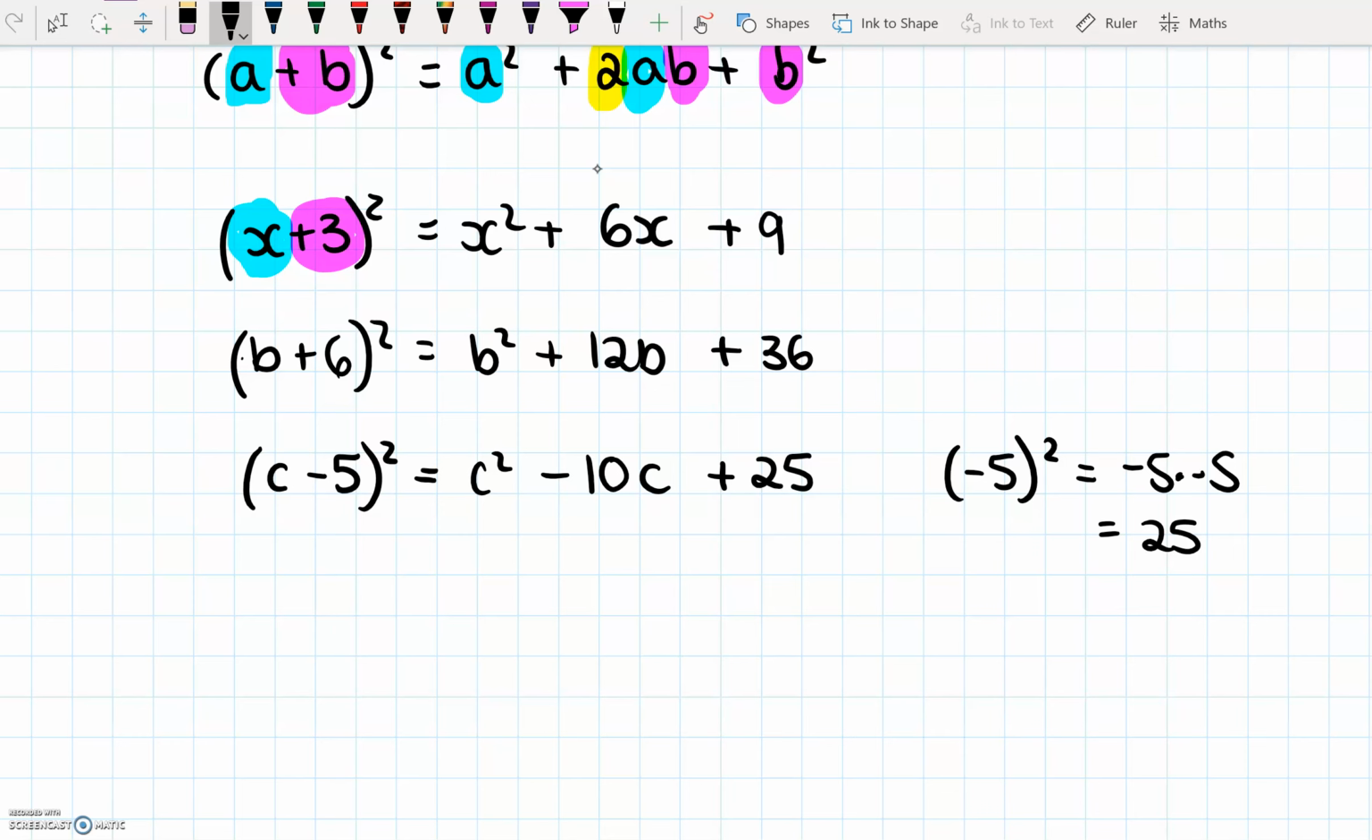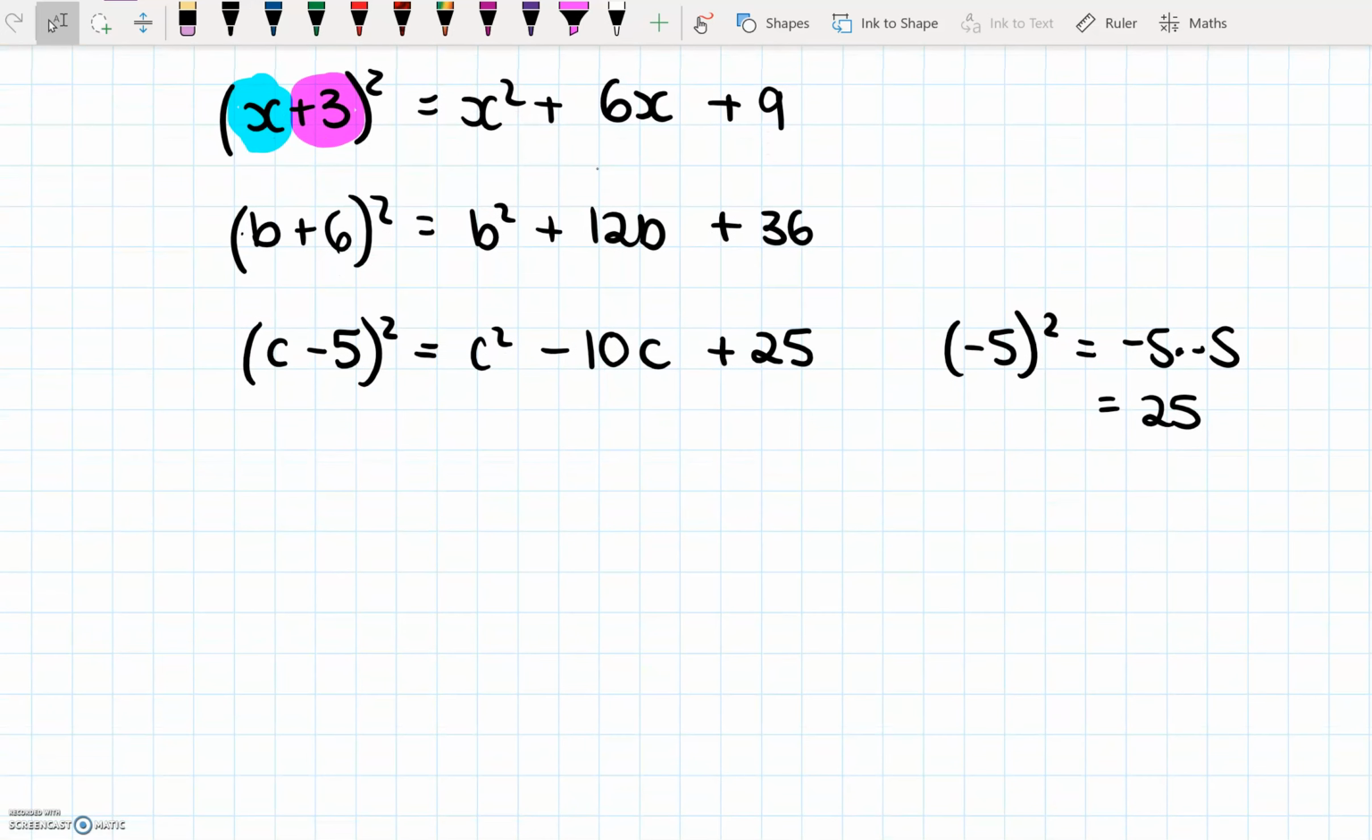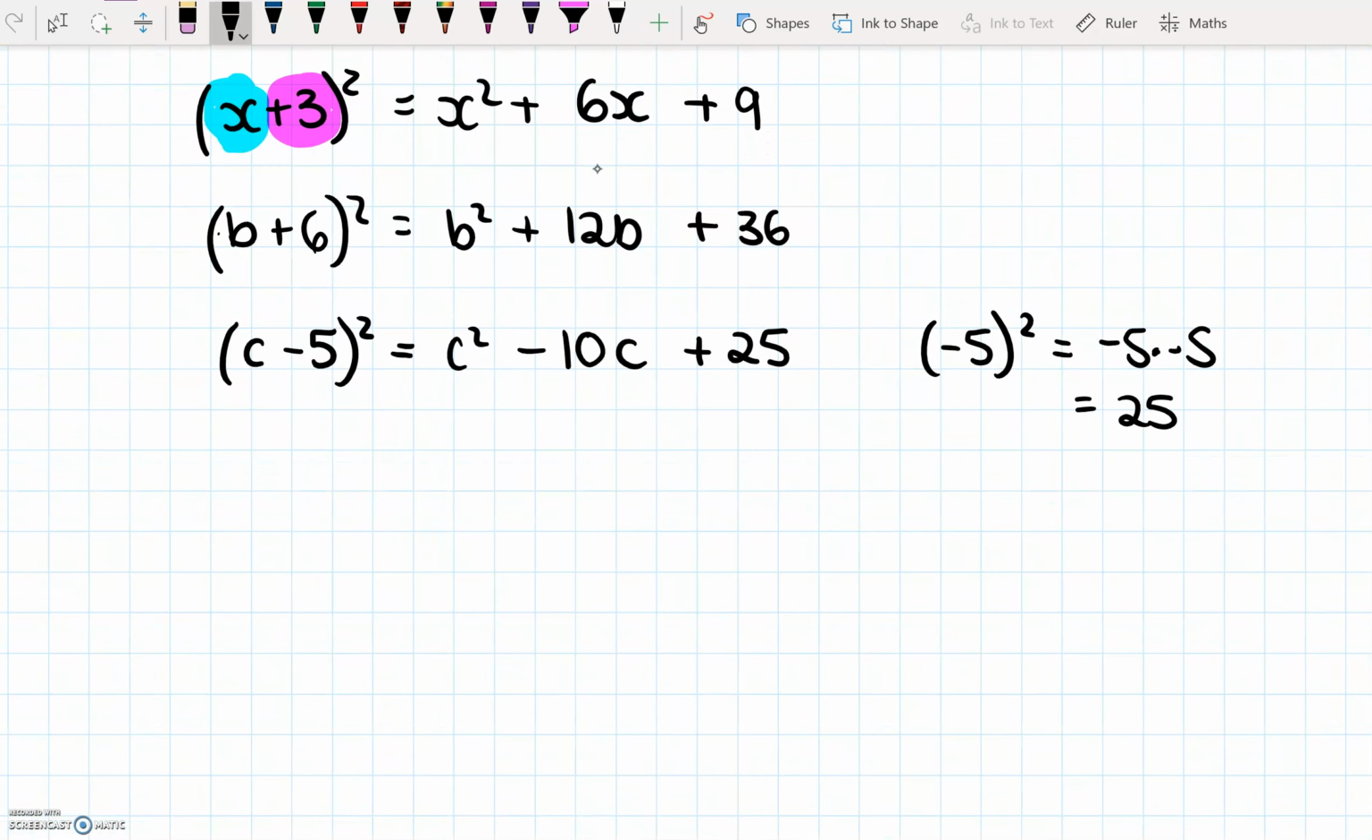If you can learn this, just going through this process, practice it a few times, you're going to find this really easy. Let's do one more. d minus 7 squared is going to be first term squared, so d squared, last term squared, so 7 squared is 49. Then multiply them together, so minus 7 times d is minus 7d, double it becomes minus 14d.